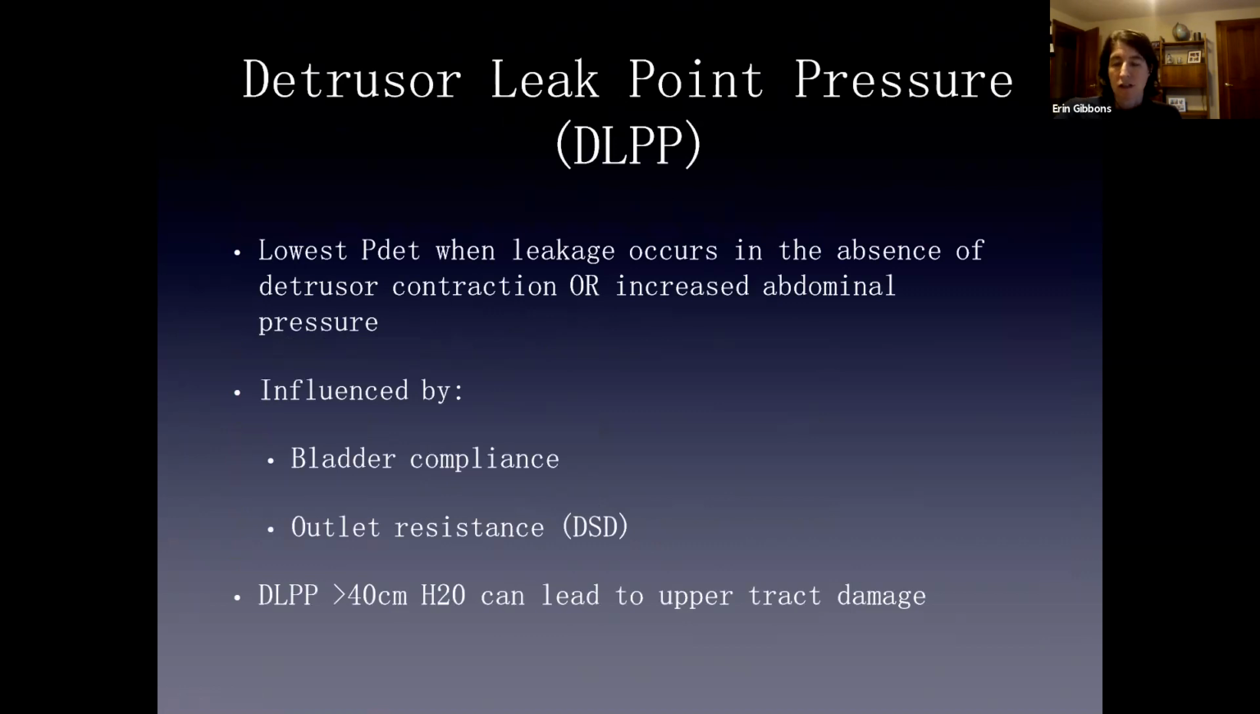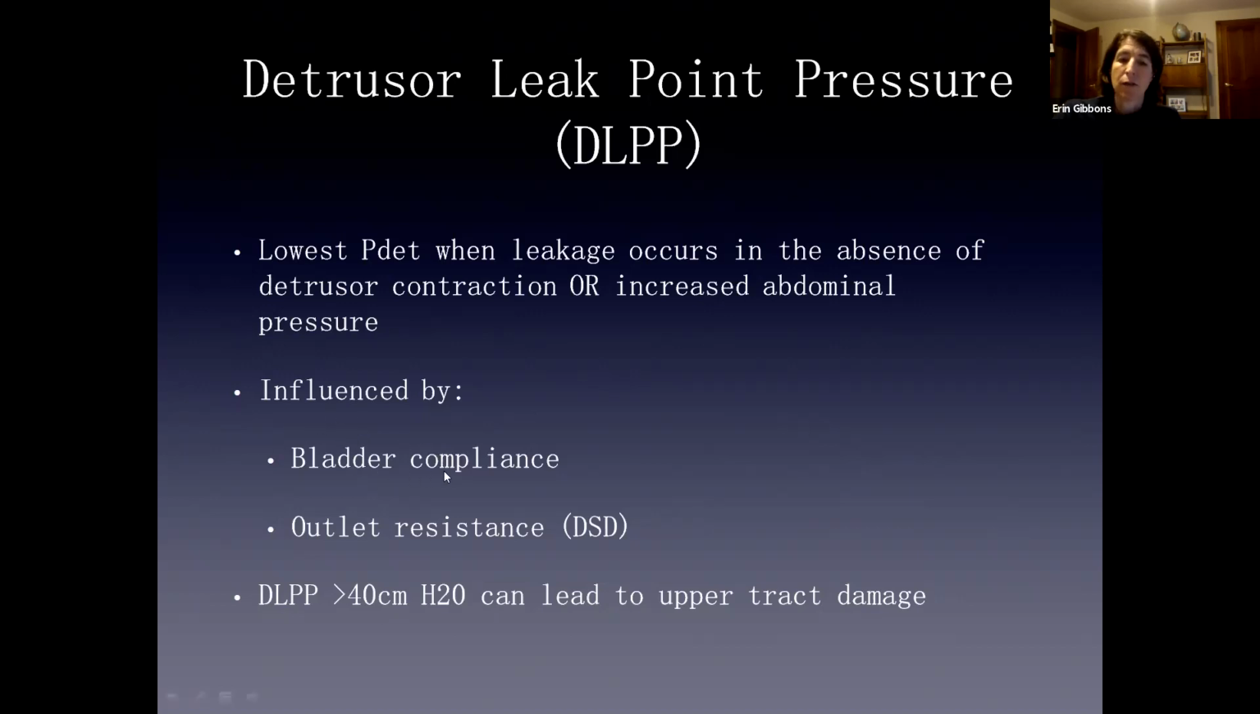In terms of leakage, the big things are going to be the two different leak point pressures that are important. So there's leak point pressure related to a detrusor contraction. And so that's the detrusor leak point pressure. And this is the lowest pressure within your detrusor muscle when leakage occurs, either with absence of an abdominal contraction or an increased abdominal pressure, or absence of the detrusor contraction. It's one or the other. You don't have to have them both. And I'll show some examples in a second.